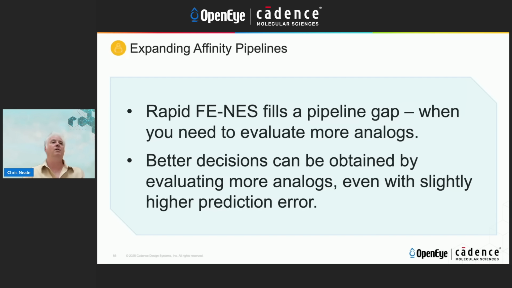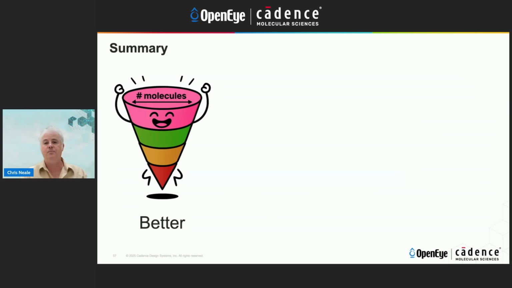So in this section, I showed you that rapid FE-NES fills a pipeline gap, either as a pre-filter or as a stand-in where you can run larger numbers of ligands. And then I demonstrated with synthetic data that you can achieve better outcomes by evaluating more analogs. And when using synthetic data trained on all of our real data from FE-NES, this favors running rapid FE-NES on larger numbers of compounds across almost all of the 16 benchmark data sets.